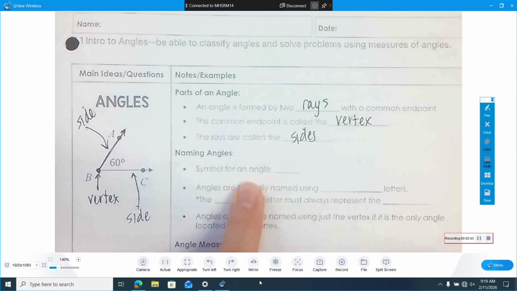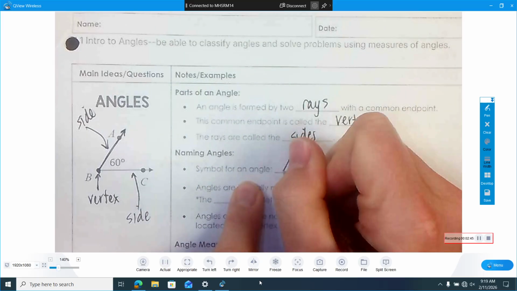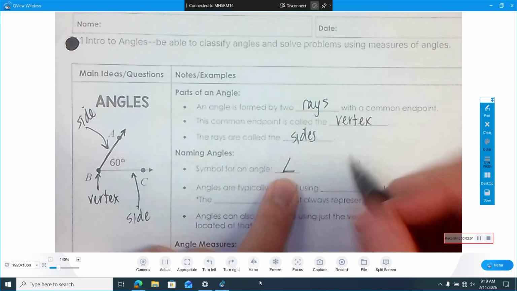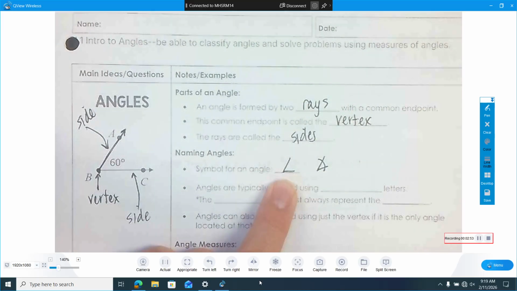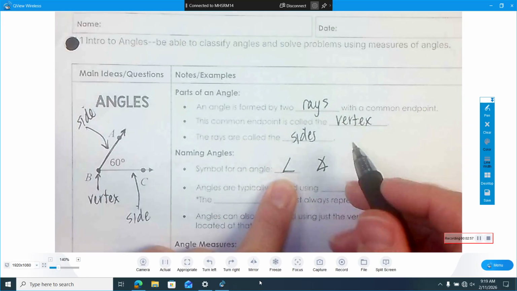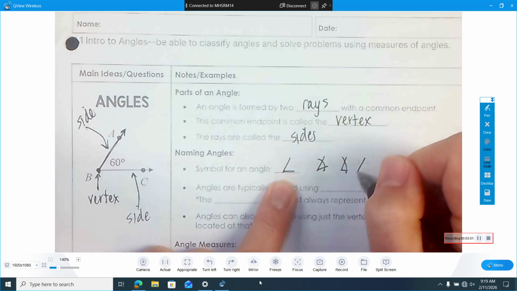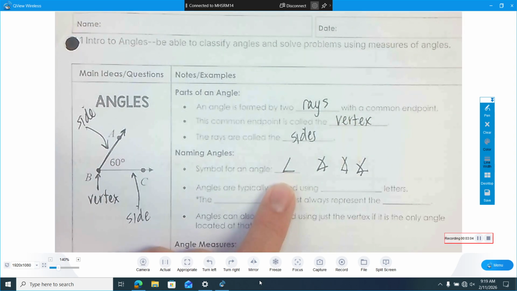We have a symbol for an angle, which is a sort of, that's an angle. That's the symbol we use. Sometimes you'll see it like this. This is another pretty common symbol, where it's a slanty sort of L with a crosshatch. But we usually just use this little slanty L shape, and that is our symbol for angle.